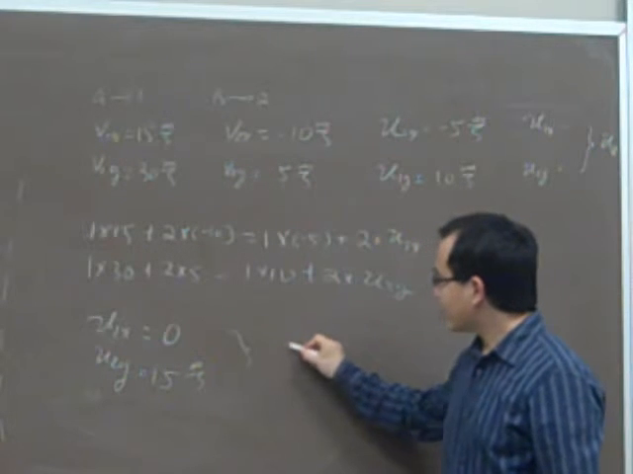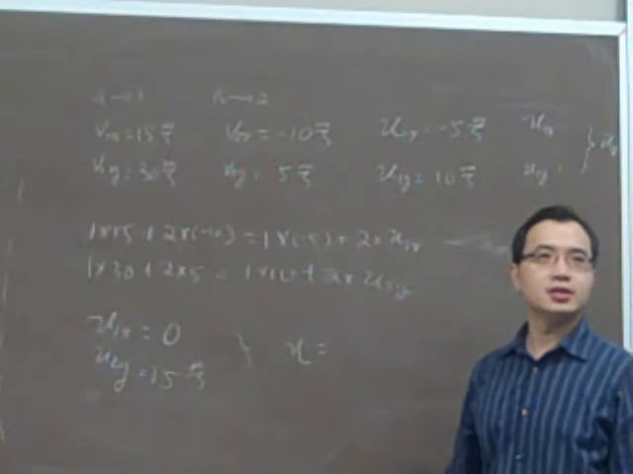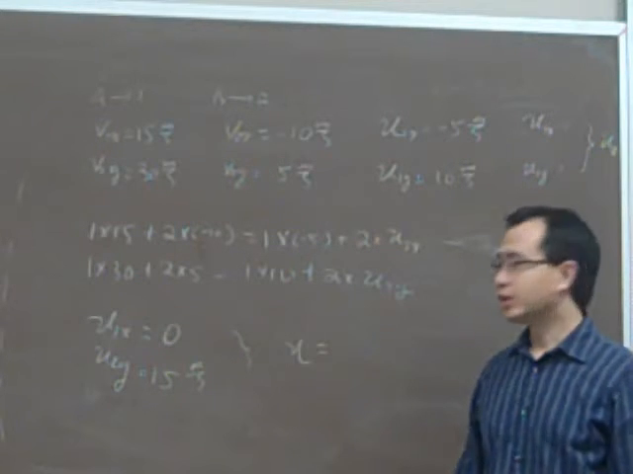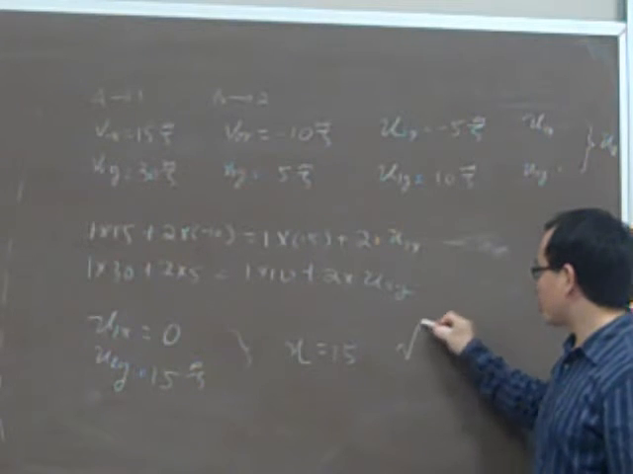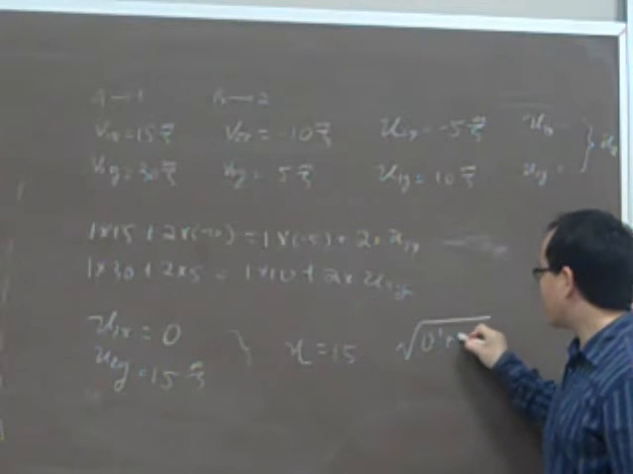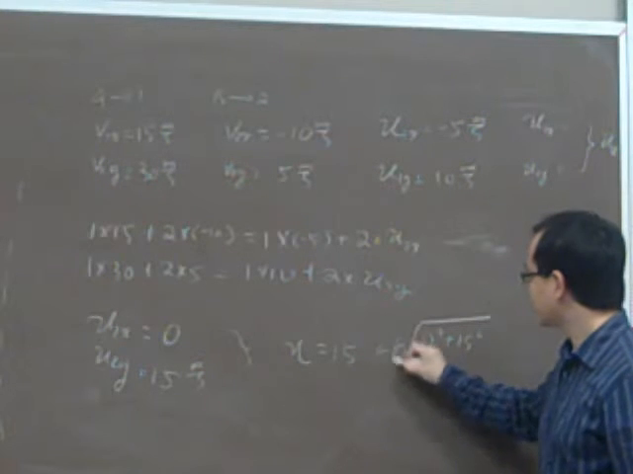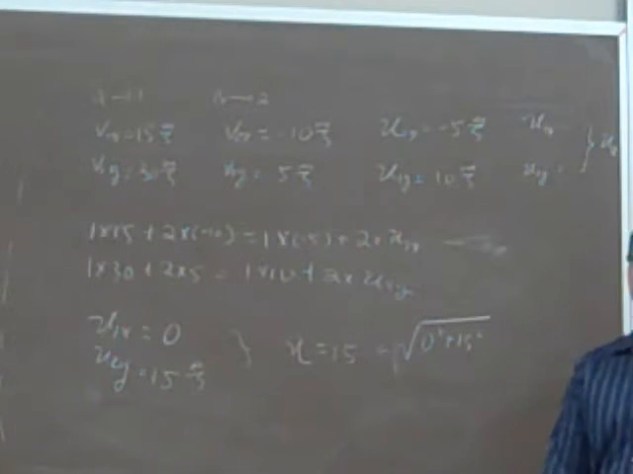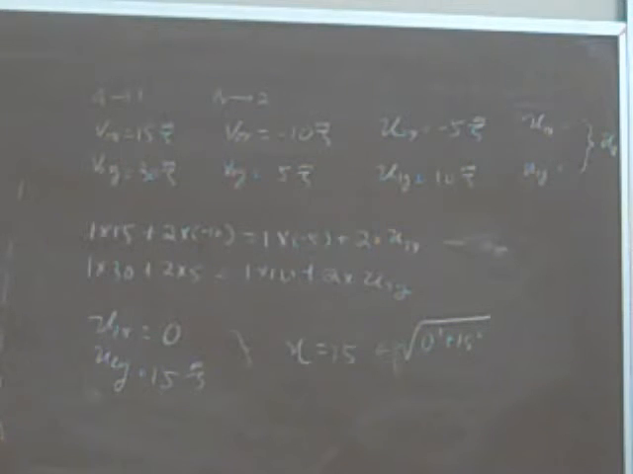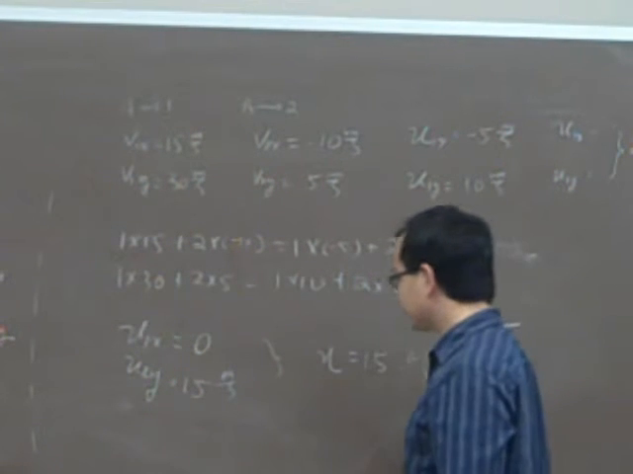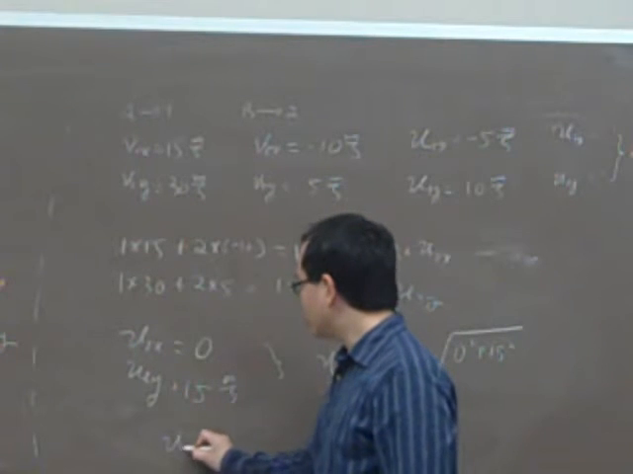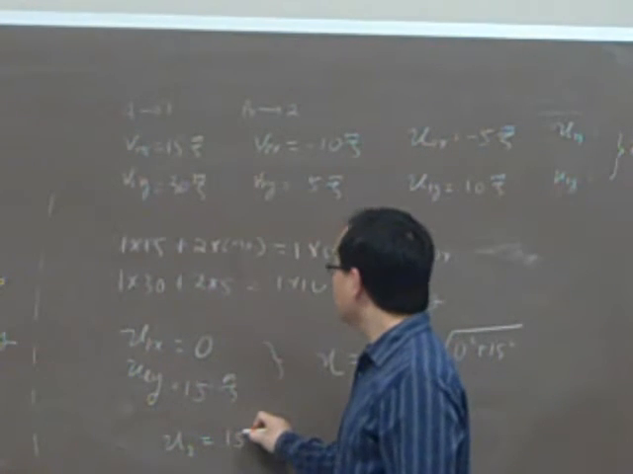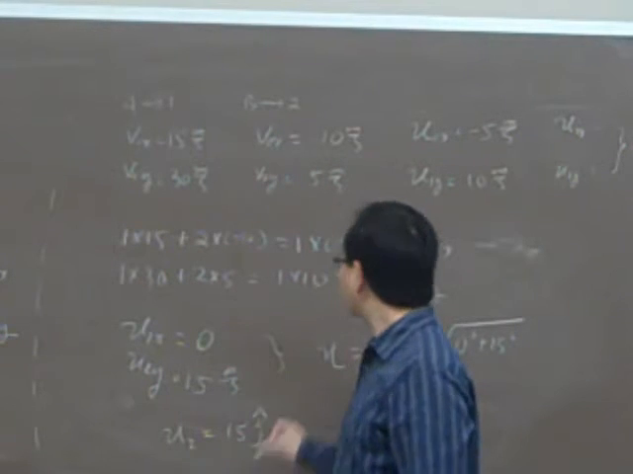So what is the magnitude, or the speed, in this case? Simply 15. Or if you want to do the calculation, it's just the square root of 0 squared plus 15 squared. So that's the speed. Any question here? So in other words, if you want to find the velocity, u2 equals 15 j hat.